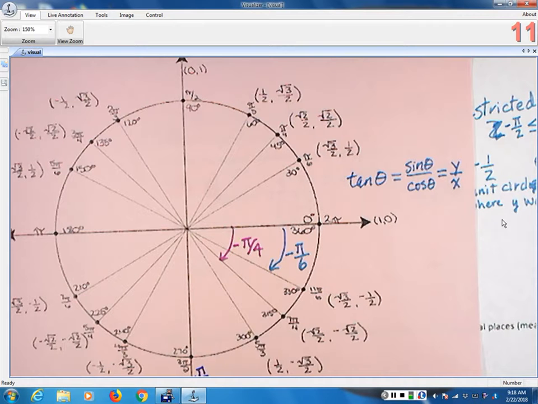Tangent is the same, right? The restriction would be from minus pi over 2 to positive pi over 2, but not including those endpoints, because those are asymptotes. So yes, it's pretty much the same. Restrictions are pretty much the same for tangent, except it doesn't include the endpoints. That's very classic.